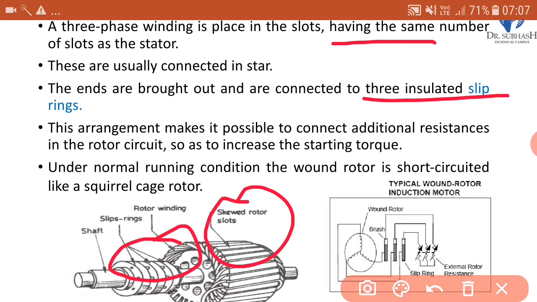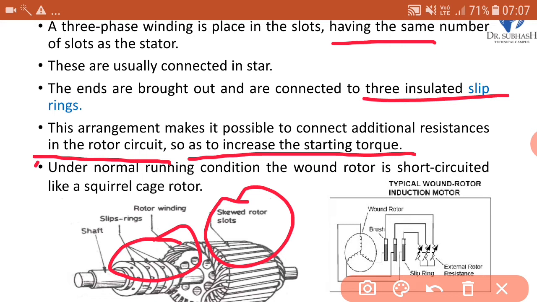This arrangement makes it possible to connect additional resistance in the rotor circuit so as to increase the starting torque. This is the most important characteristic of the slip ring motor. By inserting external resistance, we can increase the starting torque.